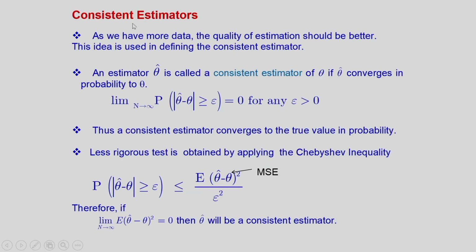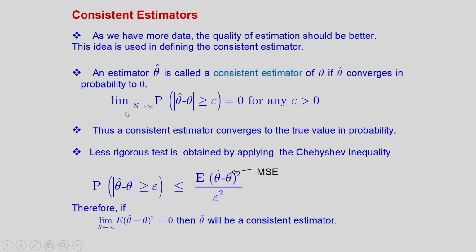Now, we will discuss consistent estimators. As we have more data, the quality of estimation should be better. This idea is used in defining the consistent estimator. So, this estimator is a good estimator if we have a large amount of data. An estimator theta hat is called a consistent estimator if theta hat converges in probability to theta.